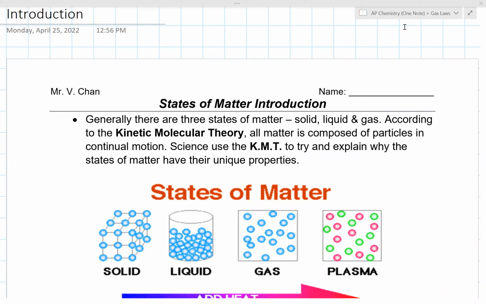And what I wanted to do today is we are going to start focusing on the gas unit in the 11 Honors. But what I wanted to do was just do a brief introduction to some of the background before we explore the gases in detail.